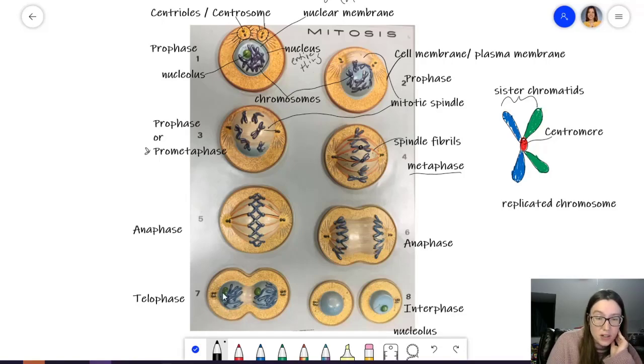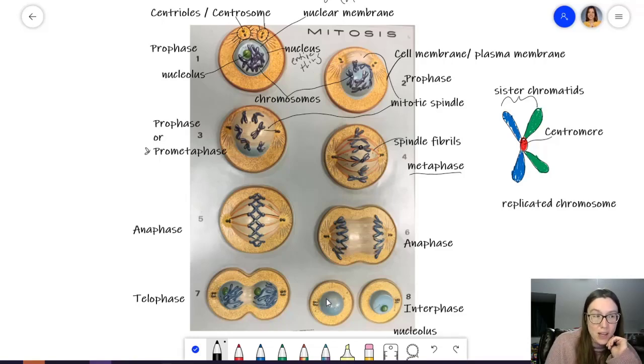The other things that will happen during telophase are that the nucleolus will reform. So now we have 2 nucleoli, right, 1 in each new cell. And the mitotic spindle disassembles, the chromosomes are detached from the spindle fibrils, and eventually, once telophase has ended, the chromosomes will decompress and they'll become chromatin again.